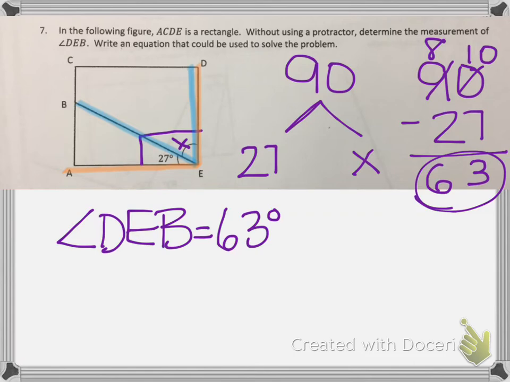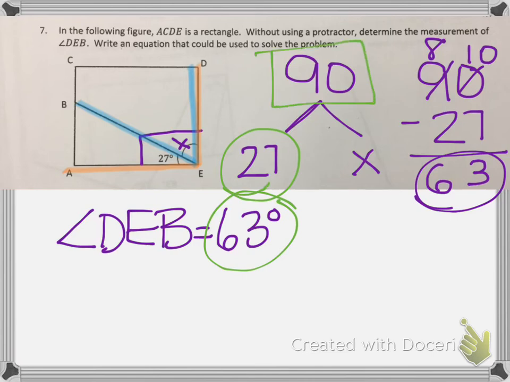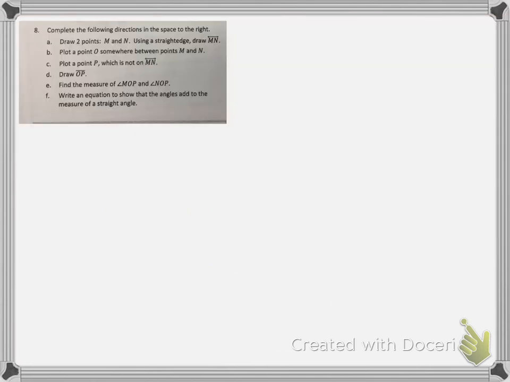So angle DEB is 63 degrees. And like all wonderful mathematicians, they check their work. So 63 plus 27 should equal my total of 90. 63 plus 27, 90. Nice, it checks. Great. Okay, number 8, the last one.